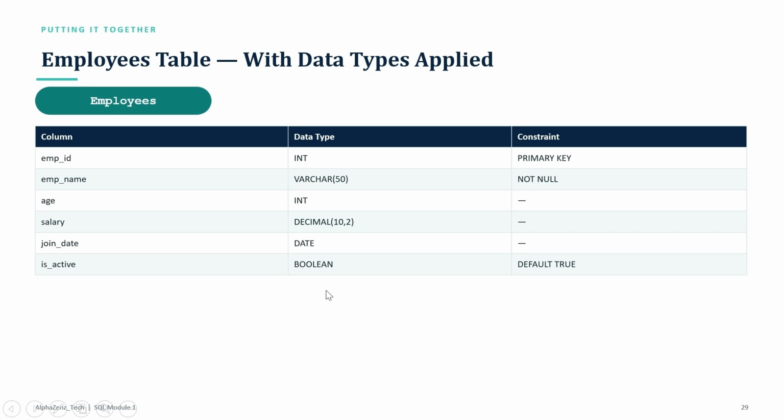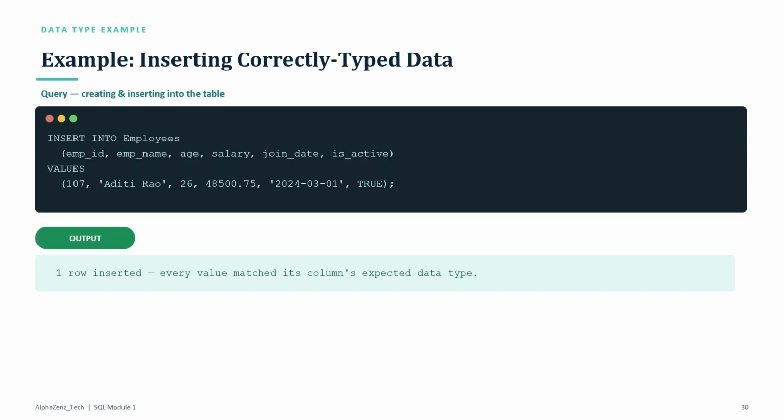Slide 35. Employees table with data types applied. Screen shows the annotated table. Let's put it all together on our employees table. emp_id as INT and primary key, emp_name as varchar 50, age as INT, salary as decimal 10,2, join_date as date, and is_active as boolean with a default of true.